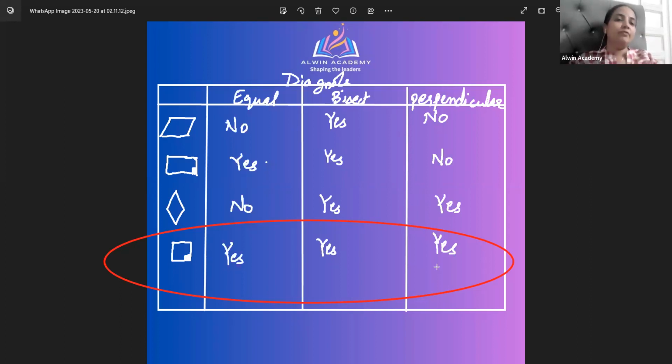Now I think this will give you the permanent memory for quadrilaterals, and if this is done, the parallelograms chapter in 9th and 10th would become very easy for you people. Theek hai bacche, clear everyone? Clear, ma'am.